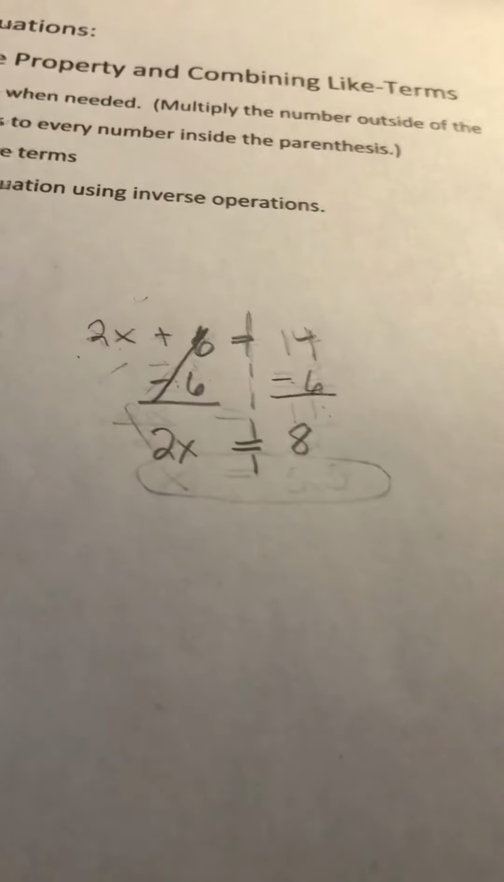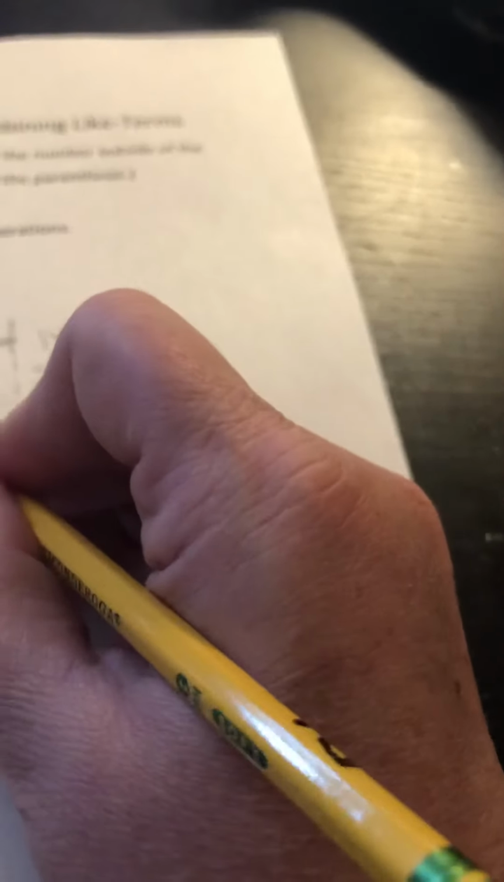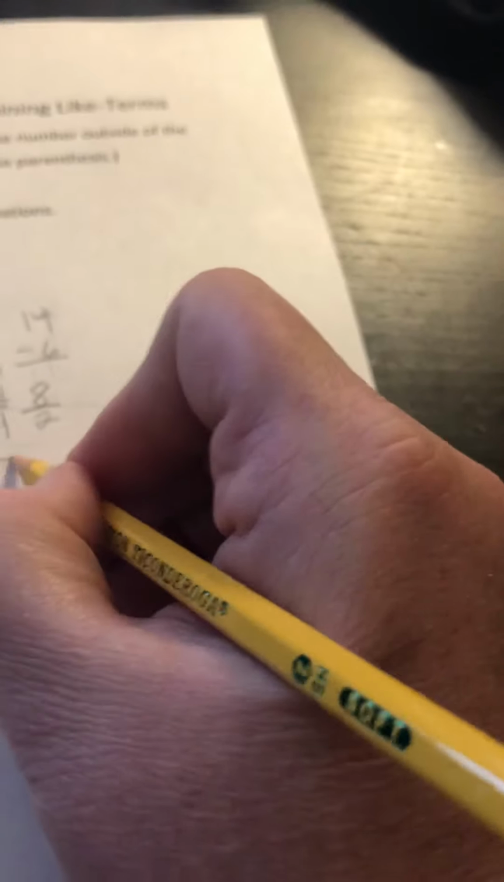This is a single-step equation at this point. To solve a single-step equation, I know that 2x means 2 times x. My inverse operation is division. I'm going to divide by 2 and divide by 2. 2 divided by 2 leaves me with 1x equals 8 divided by 2 gives me 4.